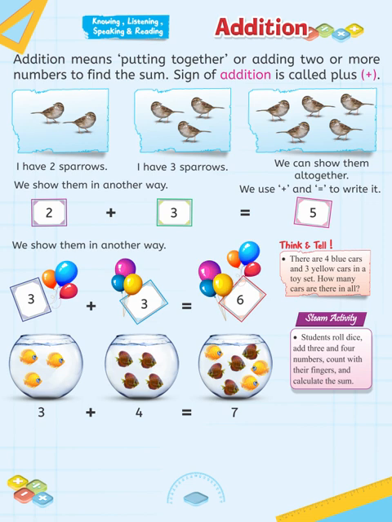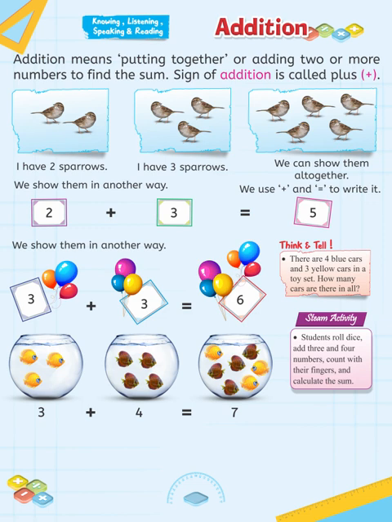STEAM activity. Students roll dice, add 3 and 4 numbers, count with fingers, and calculate the sum. You can perform this activity in groups. Start counting from the number your dice shows and add accordingly to get the sum. Good luck.